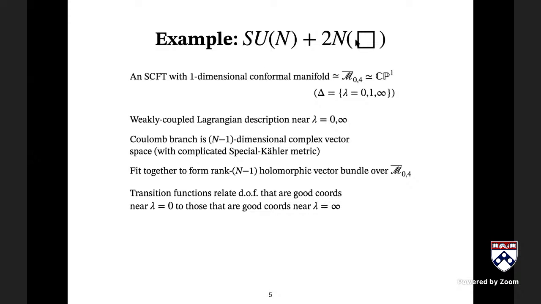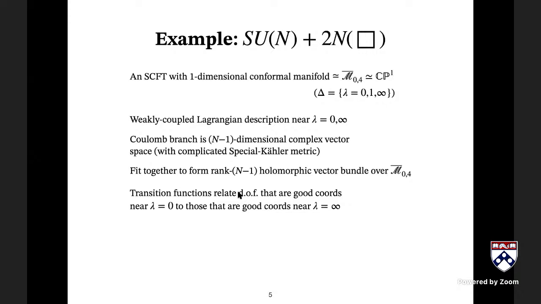This weakly coupled Lagrangian description occurs at two different points on this conformal manifold, namely at lambda equals 0 and lambda equals infinity. But of course, the degrees of freedom which are weakly coupled near lambda equals 0 are very, very different from the degrees of freedom that are weakly coupled near lambda equals infinity. Nevertheless, we'll have a whole family of theories parameterized by lambda, and the Coulomb branch for each fixed value of lambda is some n-1 dimensional complex vector space with some complicated special Kähler metric on it. And they fit together to form a rank n-1 holomorphic vector bundle over M04 bar.